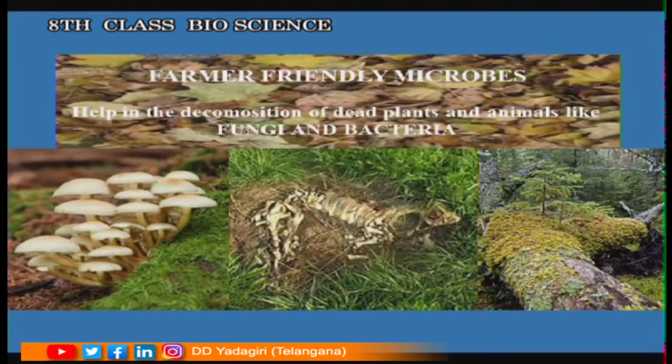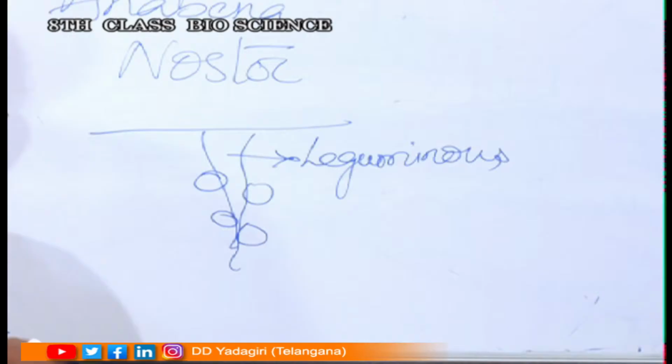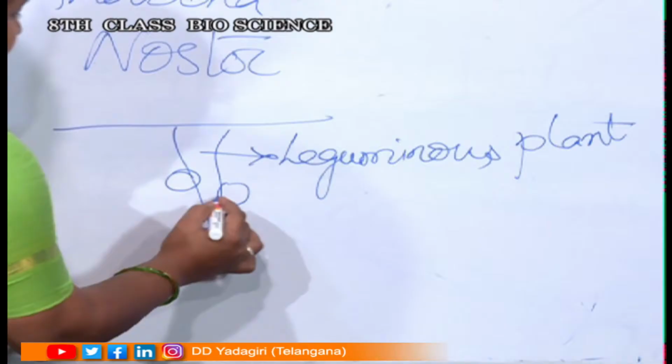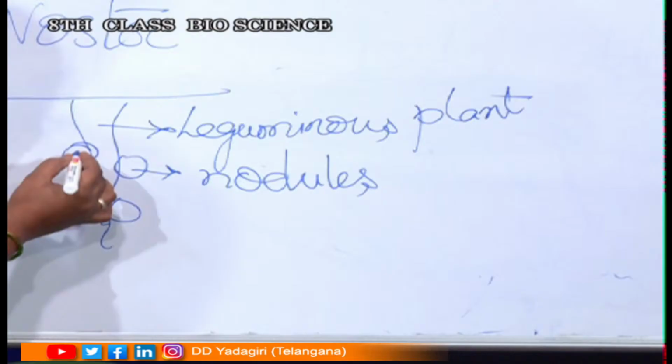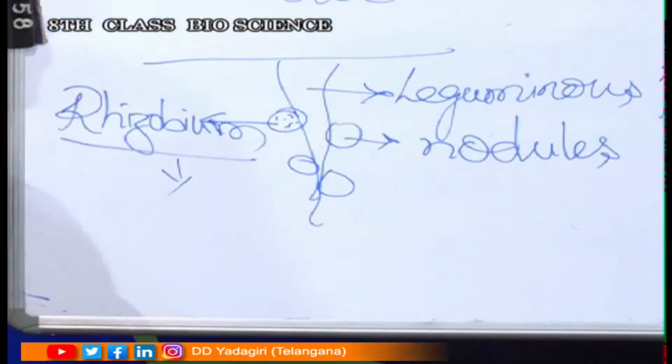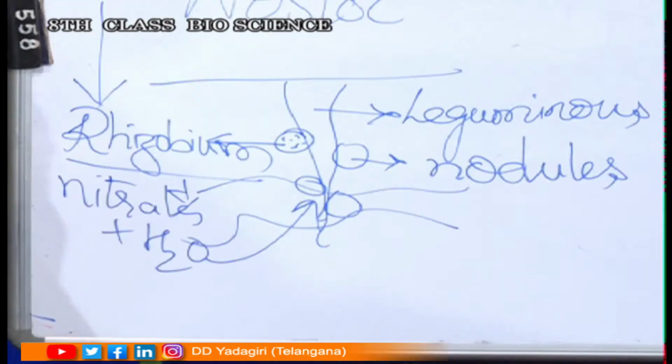We have different types of microorganisms present in the root nodules of leguminous plants like the pea plant. If this is a leguminous plant, in the roots we find root nodules. The small microorganisms which are present in the root nodules are Rhizobium. This Rhizobium bacteria fixes the nitrogen in the soil, converts the atmospheric nitrogen into nitrates, and this, when mixed with water, can be easily absorbed by the plants.